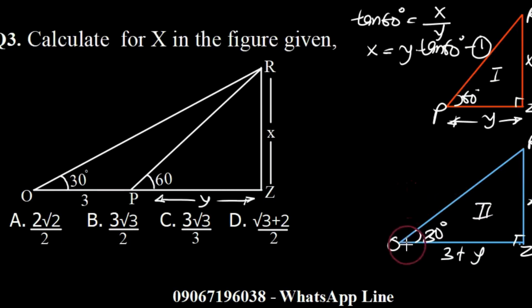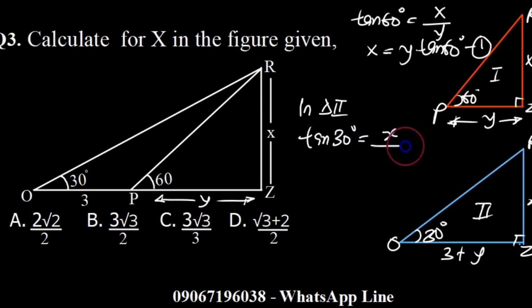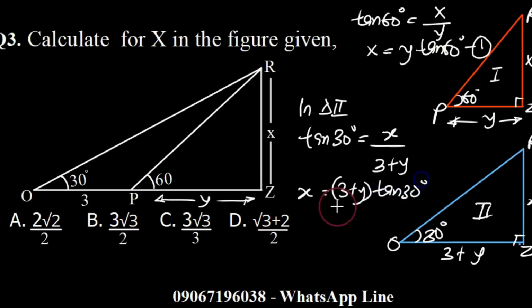So I'm going to use the same function, opposite over adjacent. So for triangle 2, I have tan 30° is equal to x divided by 3 plus y. Right, now making x the subject of the formula, x is going to give me (3 plus y) tan 30°. So this is my equation 2.